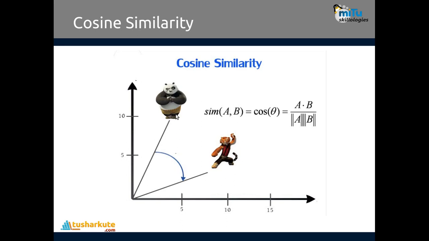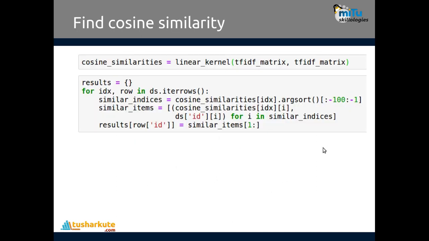So for example, say I have a tiger and a panda. When I put the tiger in a two-dimensional plane based on its properties, it will be here, and the panda is here. If I want to find the cosine similarity between these two items, item A and item B, and theta is the angle between these two, then by using this formula the cosine similarity is identified. The similarity between A and B is equal to cos of theta, which is A dot B divided by the product of their lengths. That's how cosine similarity is calculated.